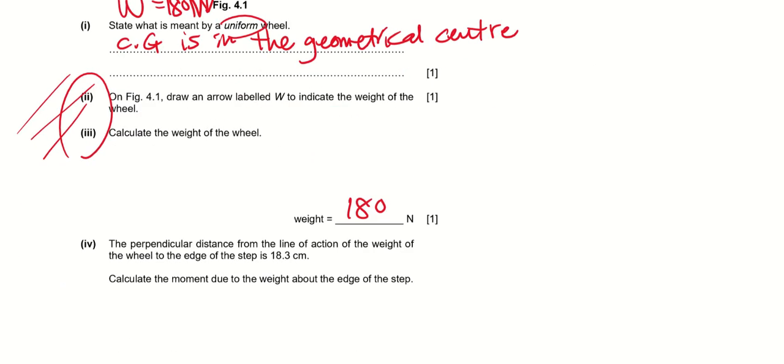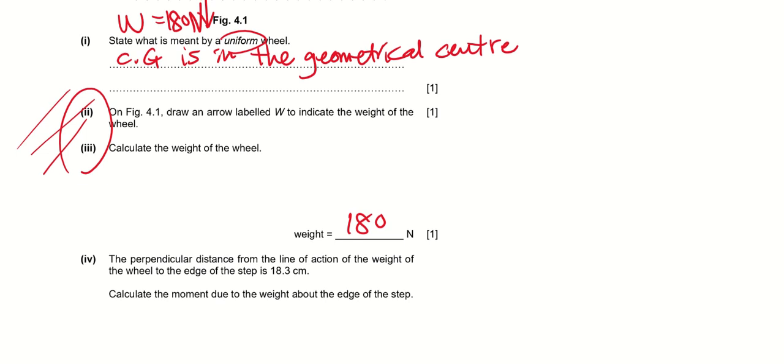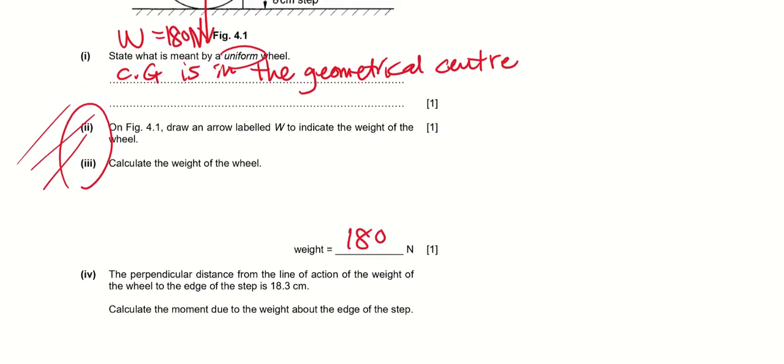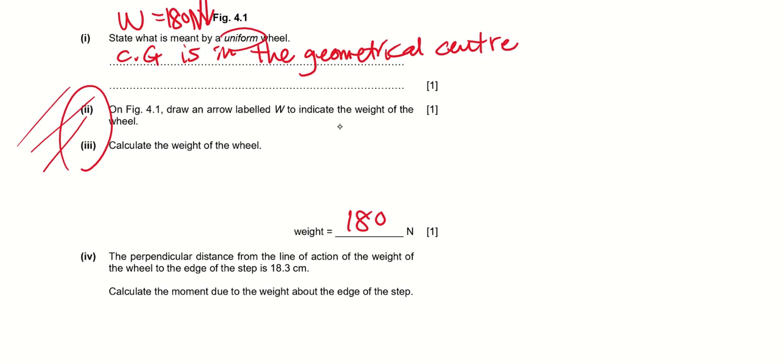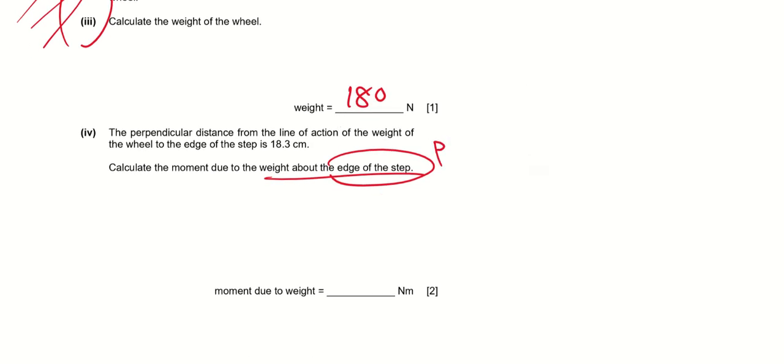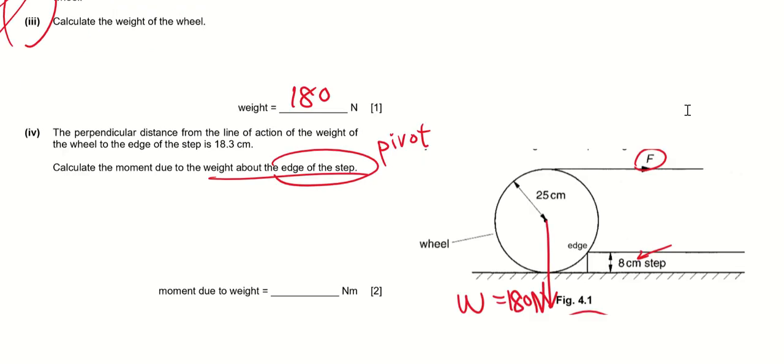Now, the perpendicular distance from the line of action of the weight of the wheel to the edge of the step is 18.3 cm. Calculate the moment due to the weight about the edge. So this edge of the step is actually the pivot. Okay, let me do the diagram side by side so that you can see what's going on. They want us to calculate the moment due to the weight about the edge. So the pivot is actually at the edge.